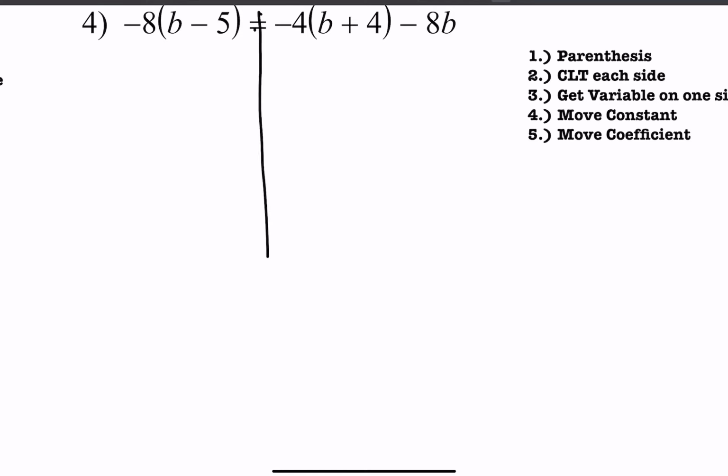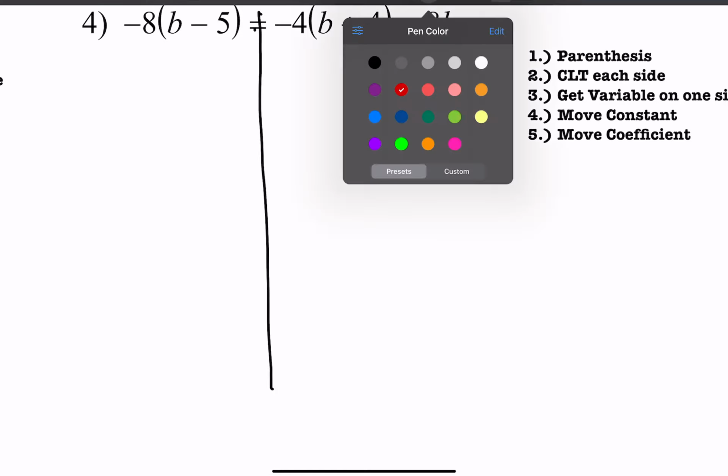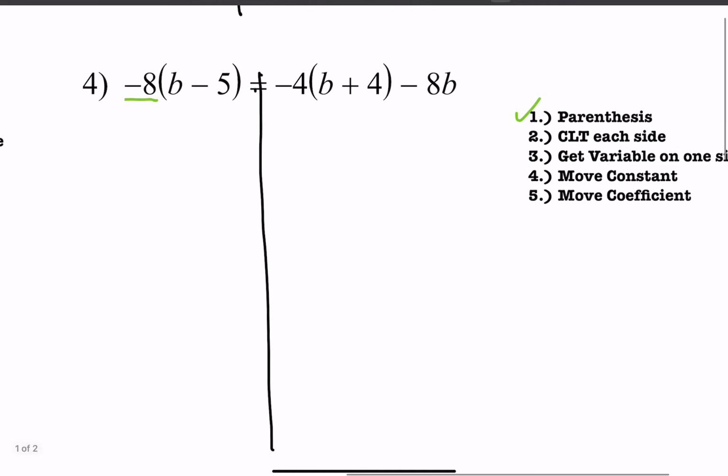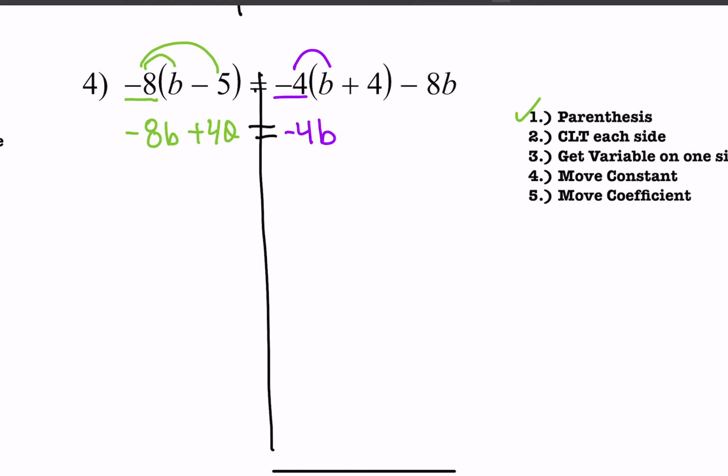Number 4. We do have parentheses, so let's deal with that. All right, so we got a negative 8 on this side that we're multiplying, so that gives me a negative 8b. A negative 8 times a negative 5 is a plus 40. Then we have a negative 4 times b, which is a negative 4b. A negative 4 times a 4 is a negative 16, but I bring down that minus 8b.